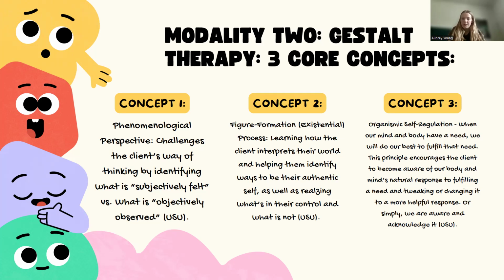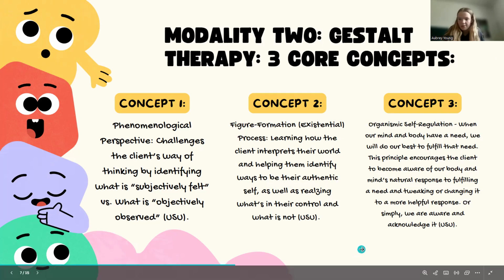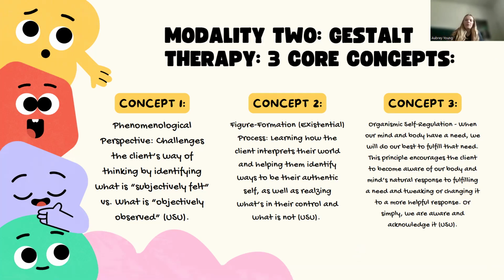So concept two is figure formation, the existential process. So learning how the client interprets their world and helping them identify ways to be their authentic self, as well as realizing what's in their control and what is not in their control. And then concept number three, organismic self-regulation. When our mind and body have a need, we'll do our best to fulfill that need. This principle encourages the client to become aware of our body and mind's natural response to fulfilling a need and tweaking or changing it to a more helpful response, or simply put, we are aware and acknowledge it, right?